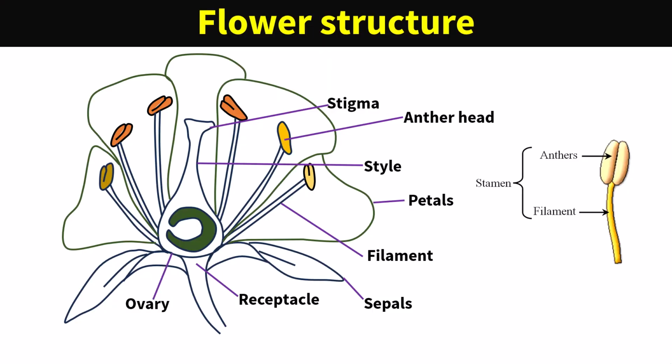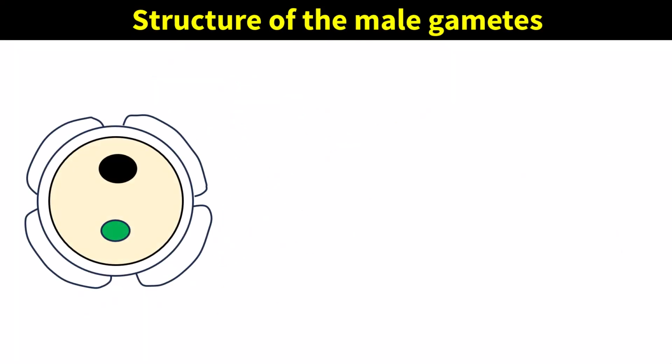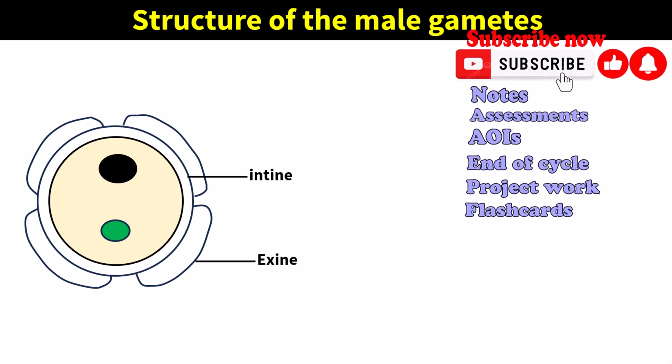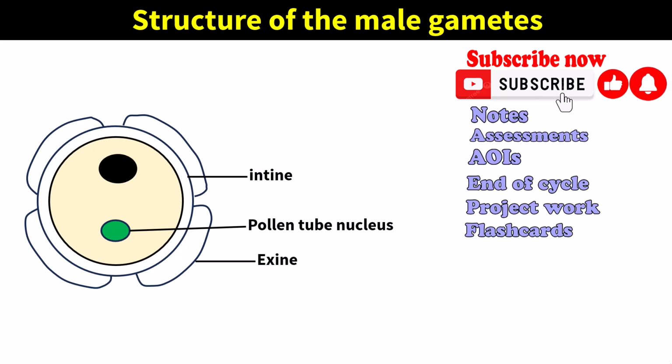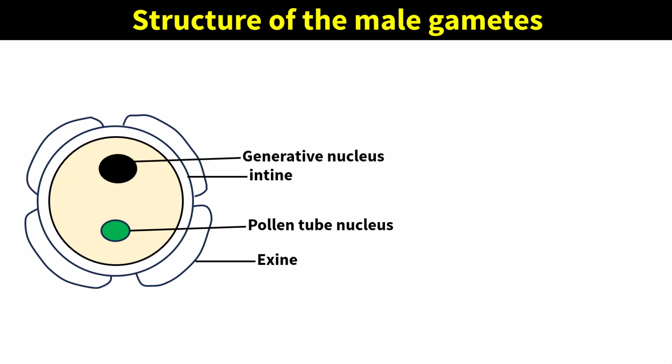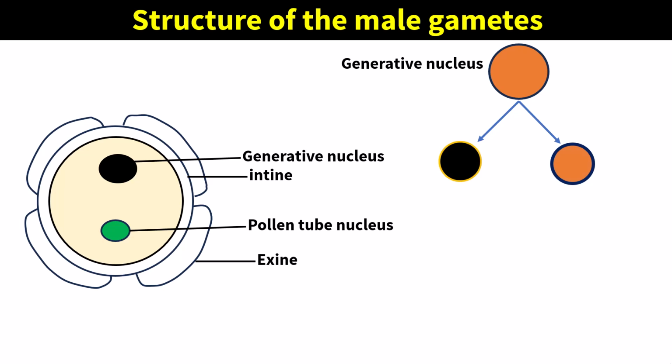Structure of the male gamete, the pollen grain. The outermost structure is the exine, then the intine, which protects the two nuclei. The first is the pollen tube nucleus. This forms the pollen tube for the movement of the male gametes. The second is the generative nucleus. This divides by mitosis to form two male nuclei, the first male nucleus and the second male nucleus. These two fertilize the contents of the ovule within the ovary in a process known as double fertilization.